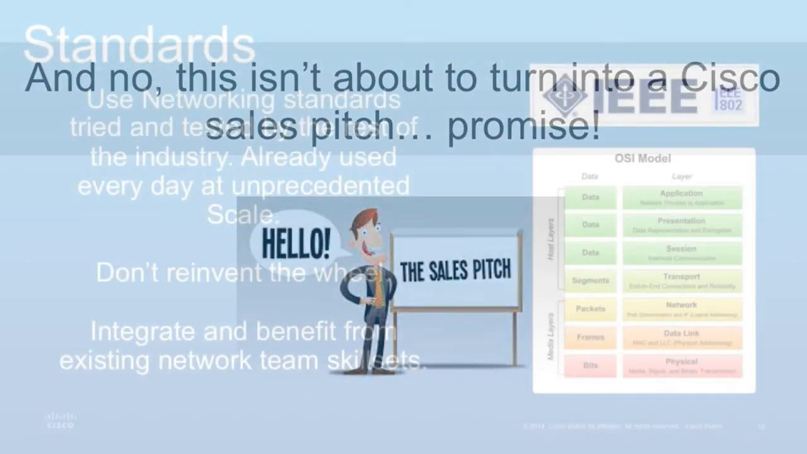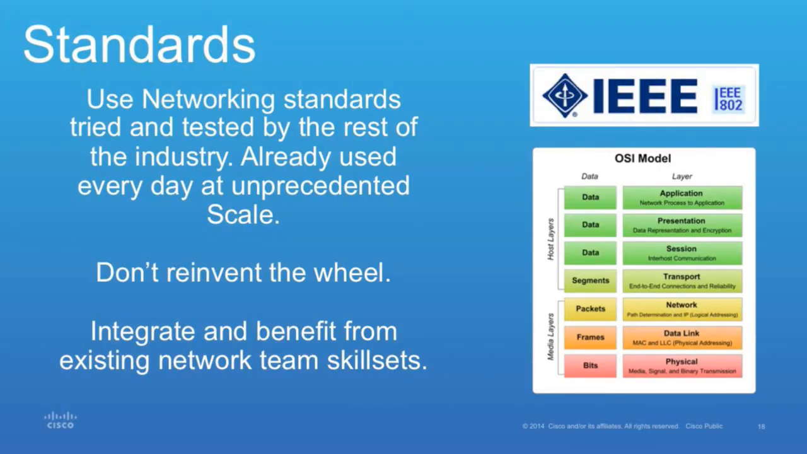But what I want to talk about is standards. There are already networking standards for doing networks at scale, for ensuring that some of the problems we've just talked about with loads of tunnels and loads of NAT are solved in the data center. And these networking standards are tried and tested by the rest of the industry and already used every day at an unprecedented scale. My message here is, we don't need to reinvent the wheel. We can integrate with the existing network team skill sets if we use some of these standards.